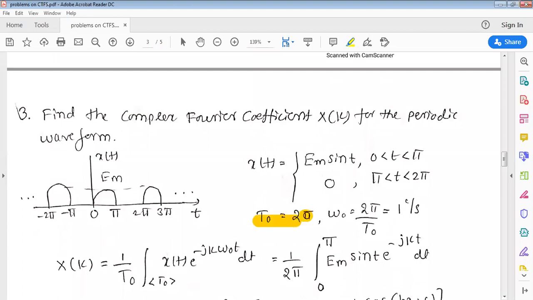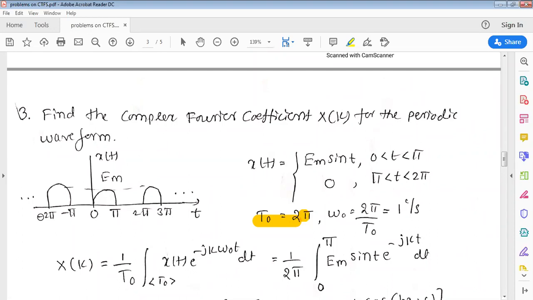T naught equal to 2 pi. Omega naught equal to 2 pi by T naught, that is 2 pi by 2 pi, which is 1 radian per second. So what is your x of t? X of t equals Em sin t. Why sin t? Because sin 0 is equal to 0, sin pi is equal to 0, and when t equals pi by 2, it is maximum 1, and 1 into Em is this much.